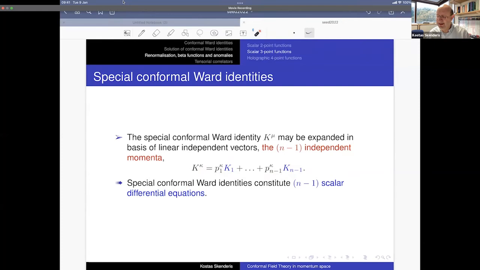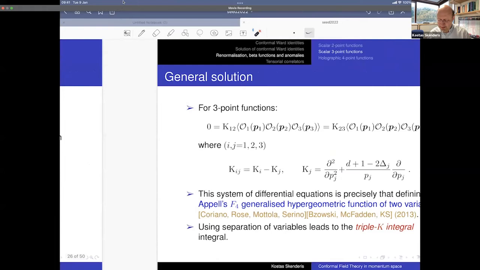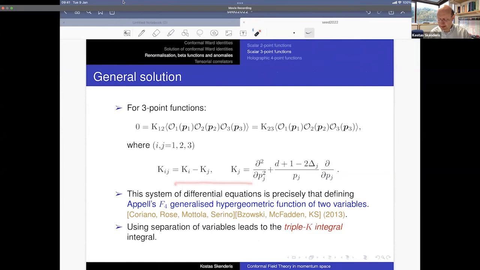So one starts from a complicated vectorial partial differential equation. And in momentum space, not in position space, that's the advantage of momentum space, you can trade that for n minus one scalar differential equations. So for three-point functions, we have two independent equations, and these turn out to be the ones I give over here. One defines K_ij, which is the difference of K_i's, where K_i is this differential operator. Then the two equations are K_12 acting on the correlator is equal to zero, and K_23 acting on the correlator is equal to zero.